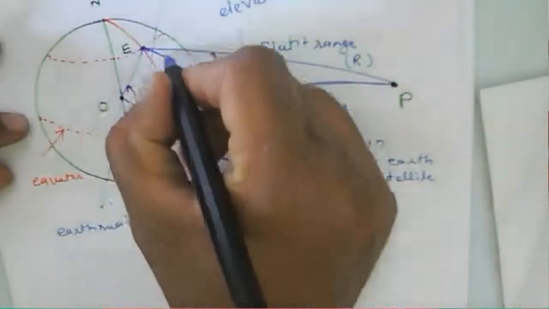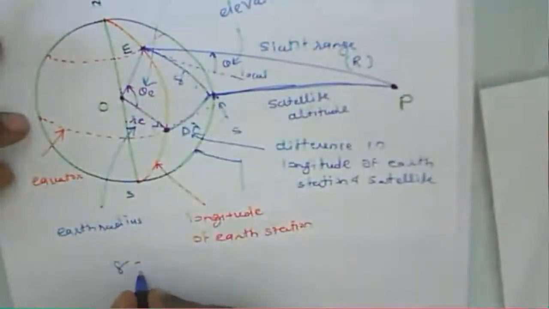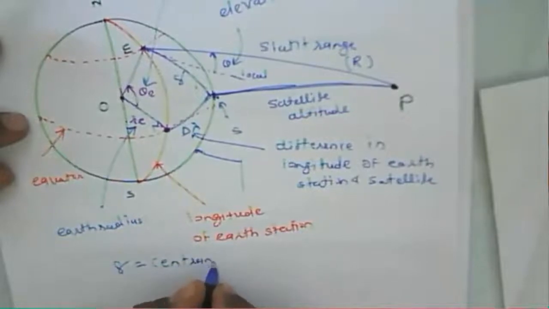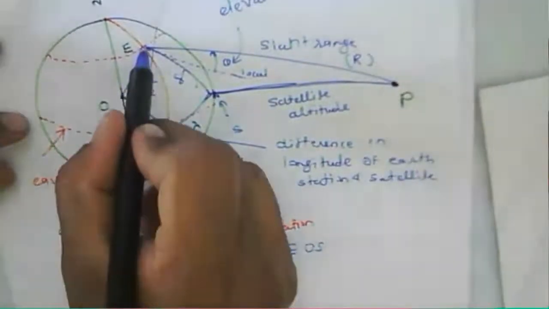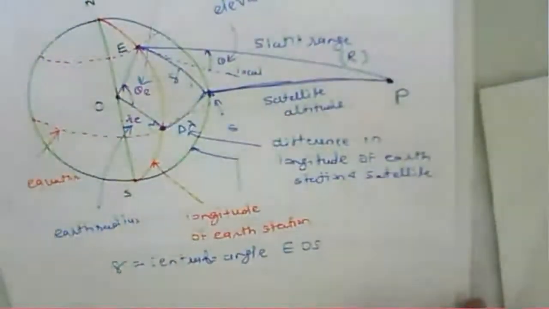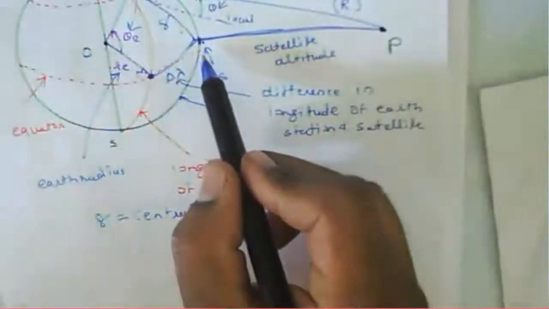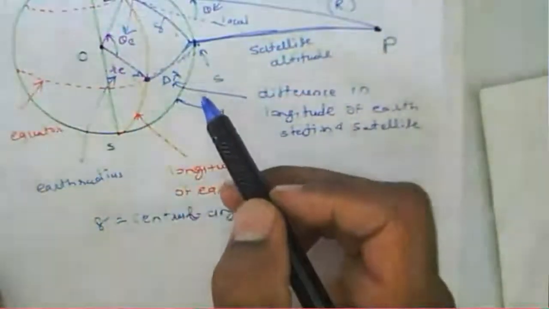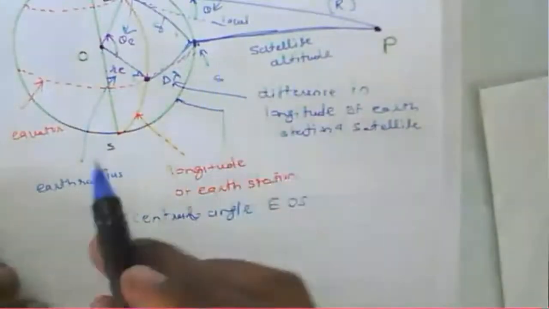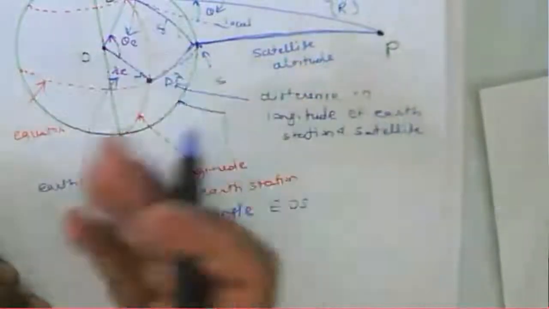And this particular E to S, that is about the sample angle, that is nothing but gamma. And this one is nothing but a central angle. That is called EOS. Okay, we can say that is about a central angle. So generally we say that a satellite has a subsatellite point here, and that subsatellite point is generally on the equator. The longitude of that particular subsatellite point lies in the plane of this paper here.